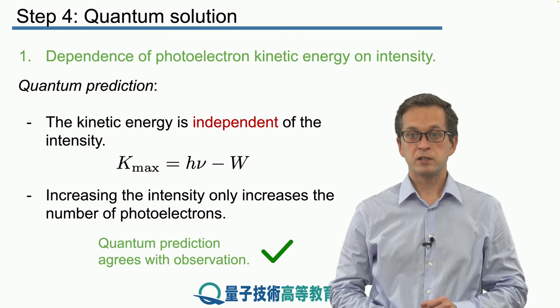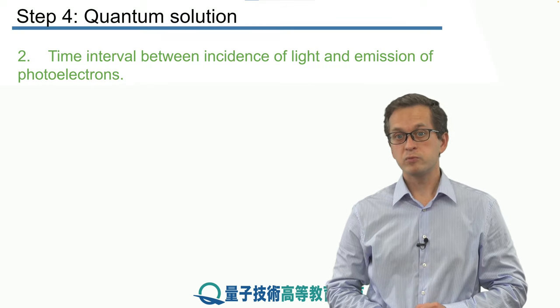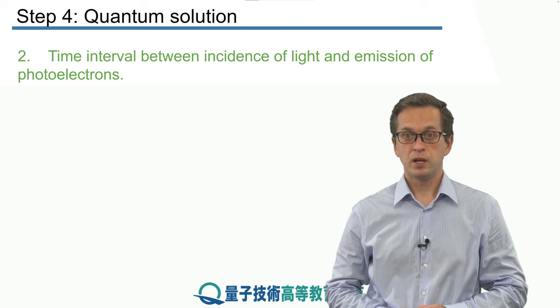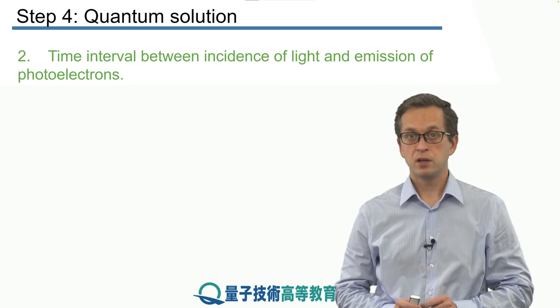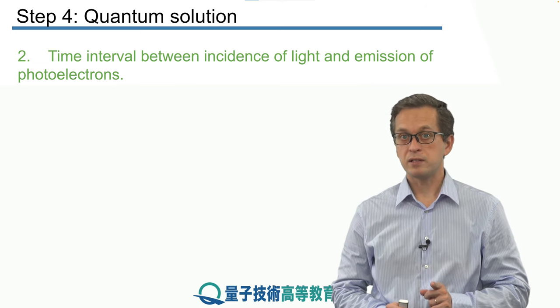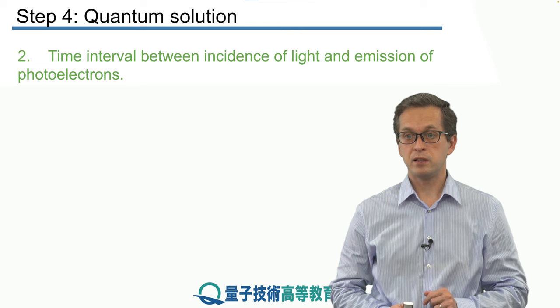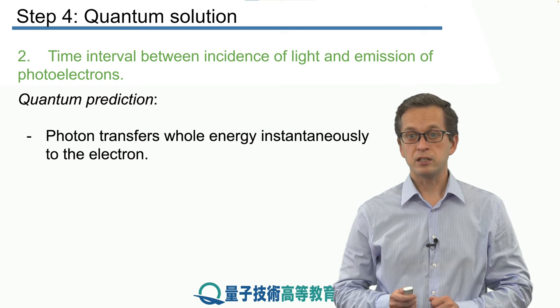So we can give ourselves a little tick. The quantum prediction agrees with the observation. Let's move on to observation number two, the time interval between the incidence of light and the emission of photoelectrons. Remember, we said what we observe is that this happens instantaneously, regardless of the intensity, in contradiction to our classical understanding. In Einstein's picture, this is also true.